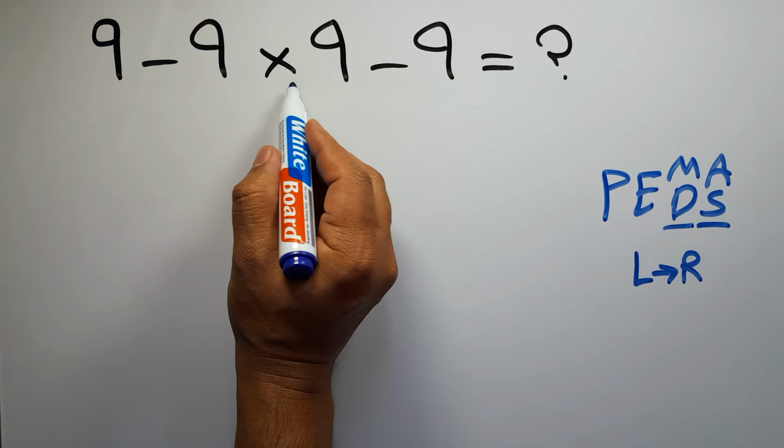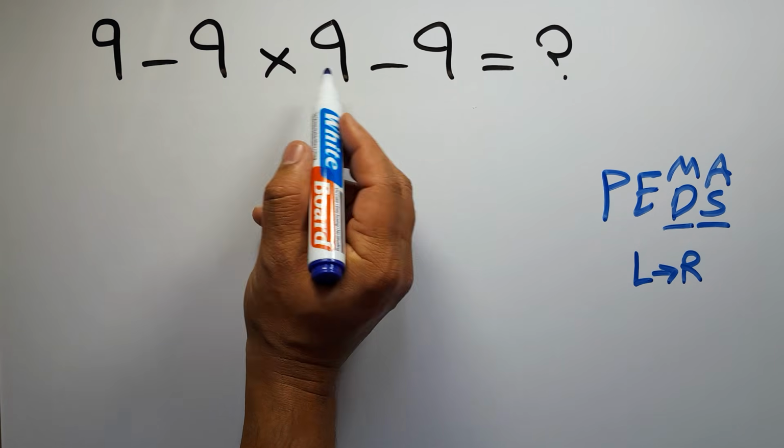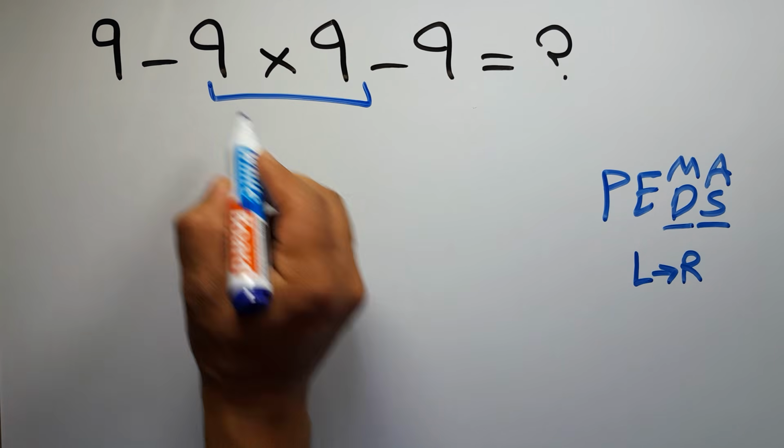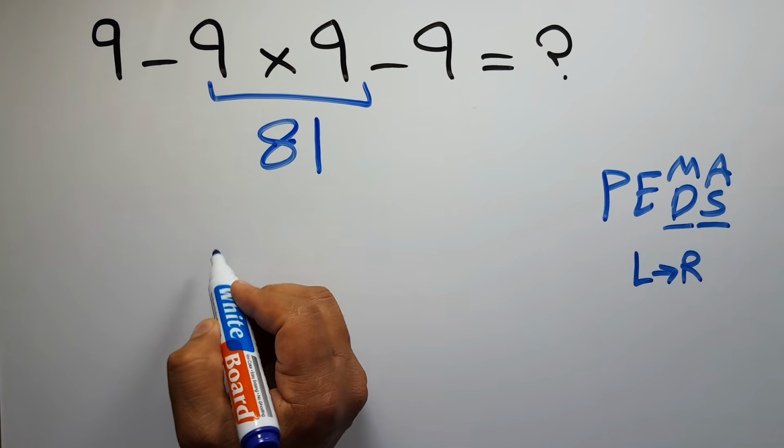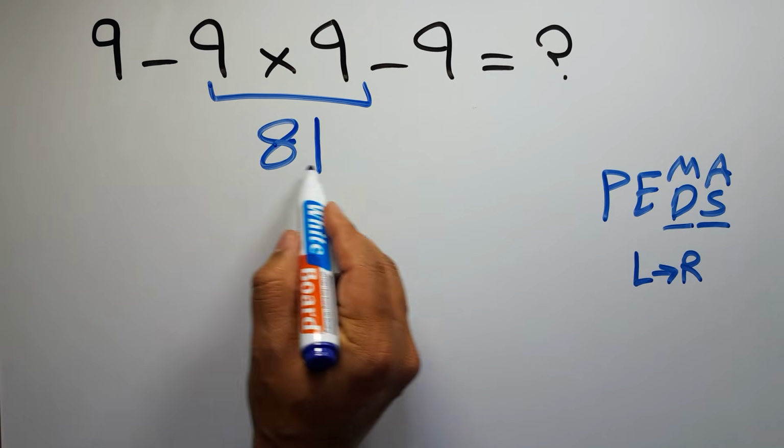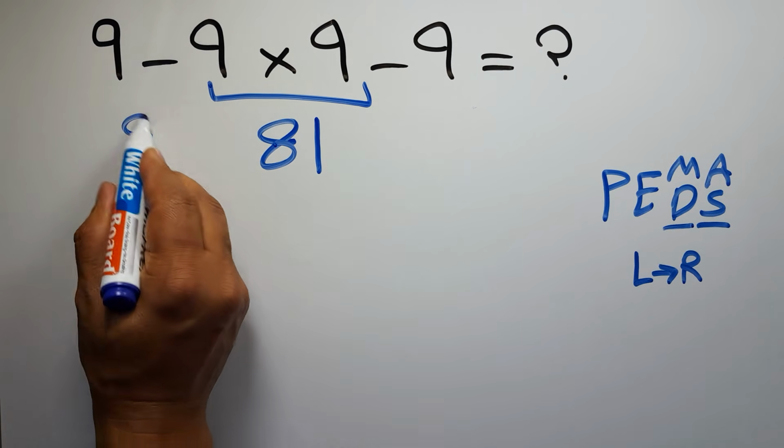So first we have to do this multiplication. 9 times 9 equals 81. So we have 9 minus 81 minus 9.